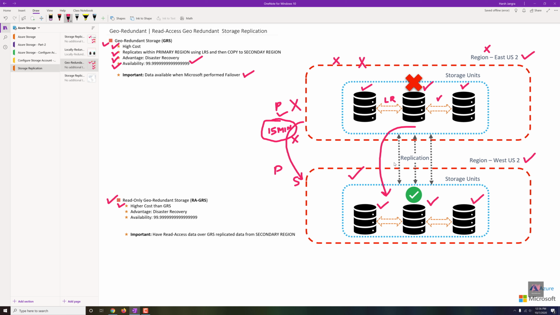All right, so obviously it has the same advantage I shared with you, disaster recovery, and has the same 99.99 availability like GRS. So there is no big difference. The only difference is you are able to access your data even though your primary region, the whole region, is down. So guys, these are four different kinds of storage replication types. And believe me, Microsoft is also planning to introduce a few more storage replication types.